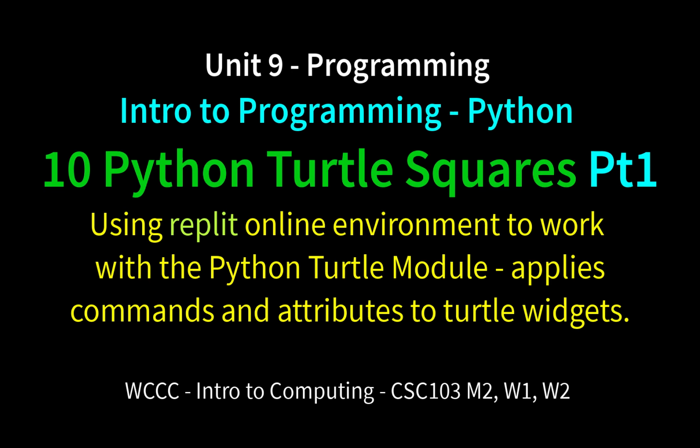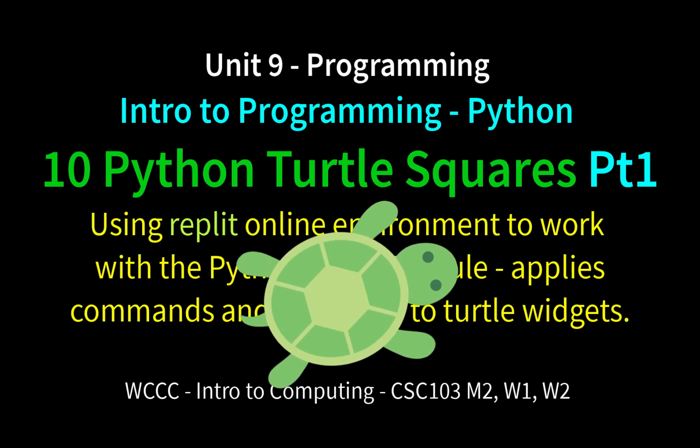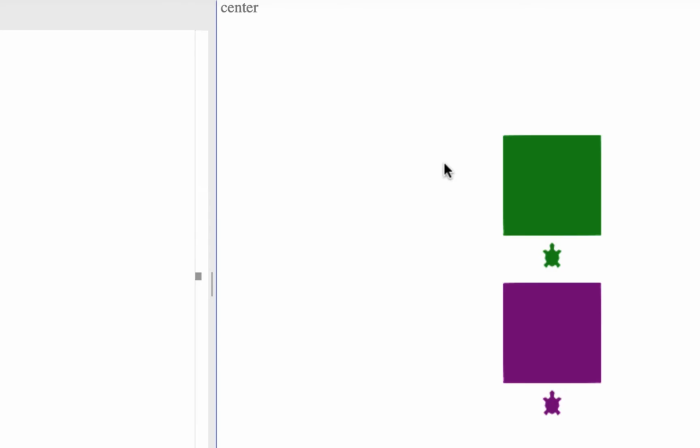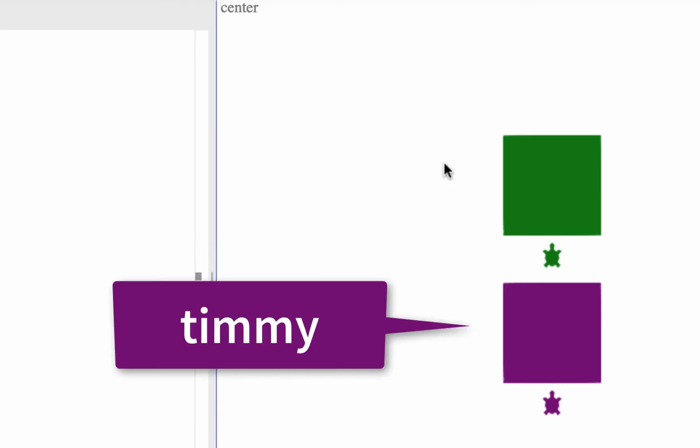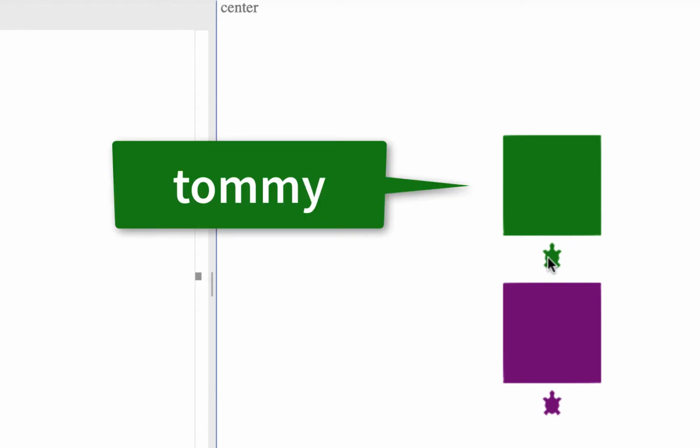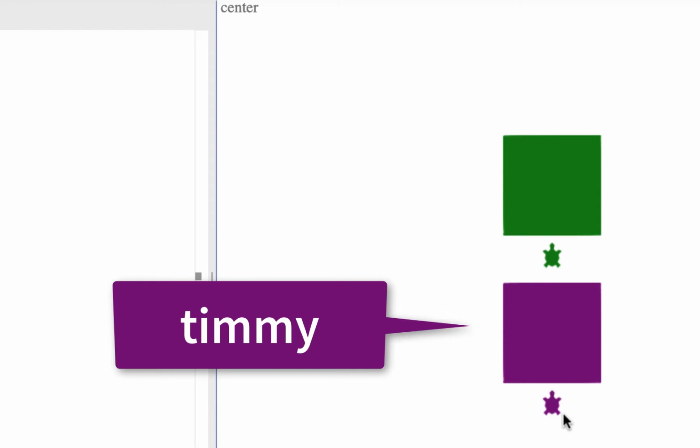Welcome CSE 103 to exercise 10. We're going to be using Python. We're going to be using the turtle module, and this is a tale of two turtles. We have Tommy and we have Timmy. Tommy is the green turtle, and he's going to make a green square. Timmy is the purple turtle, and he's going to make a purple square.